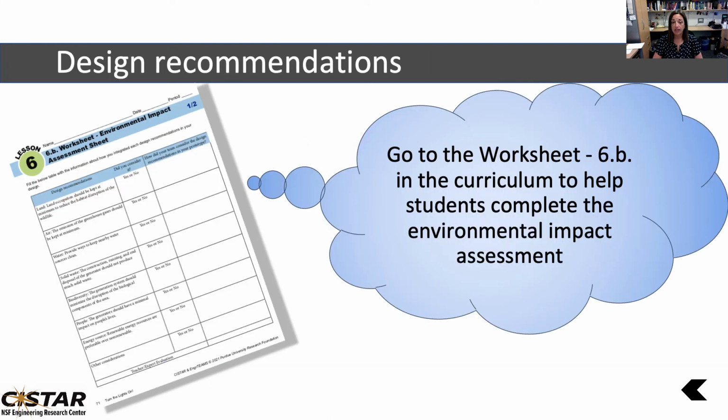In Worksheet 6B, students will fill out the table with the information about how they integrate each design recommendation into their design. Use the rubric provided in the curriculum document to help you assess students' work. The rubric is organized in a way that you will have assessment information for each criteria. You will find possible answers in the 6B worksheet, Possible Answers, which is attached in the curriculum for Lesson 6.